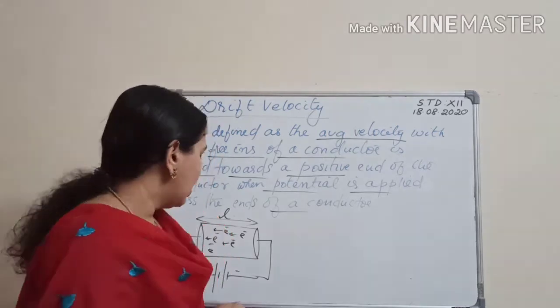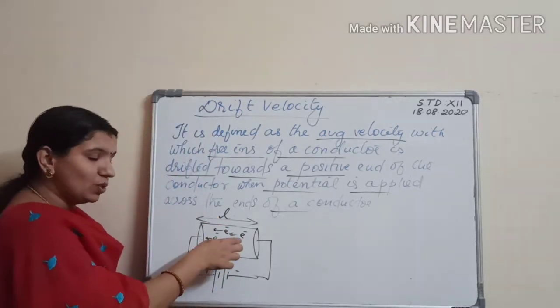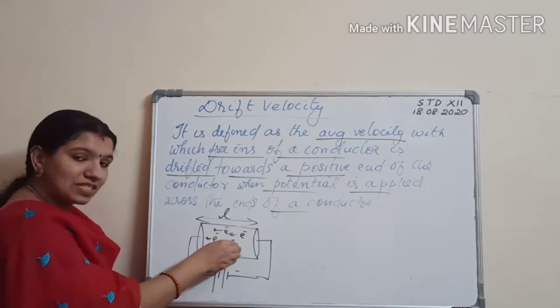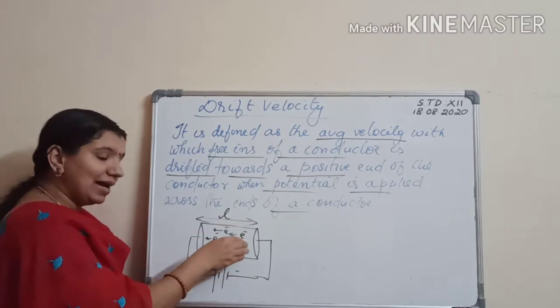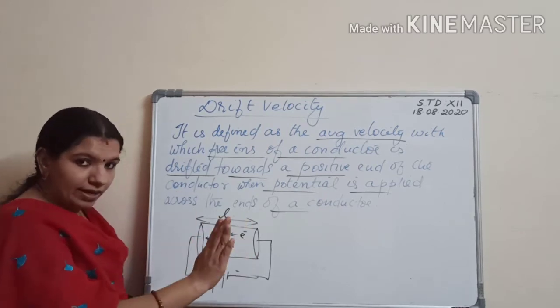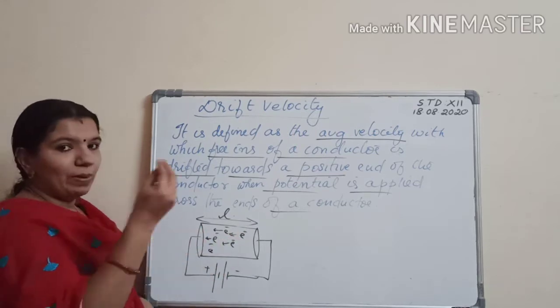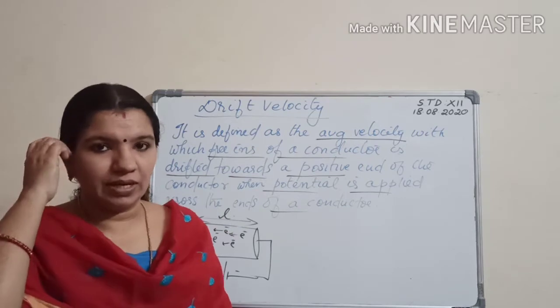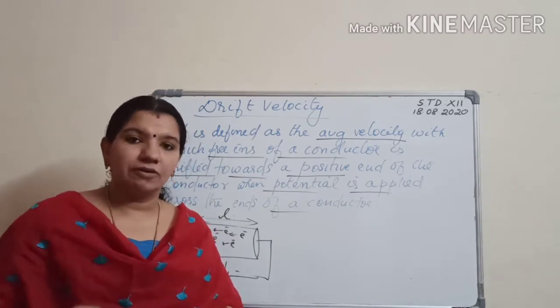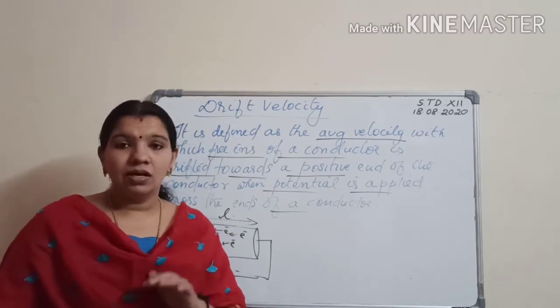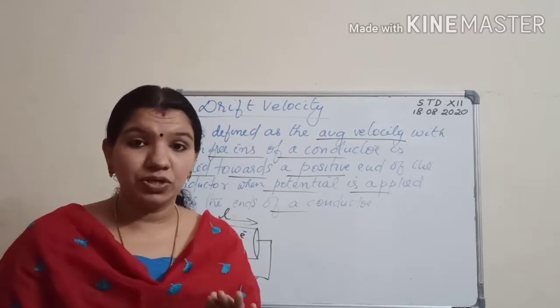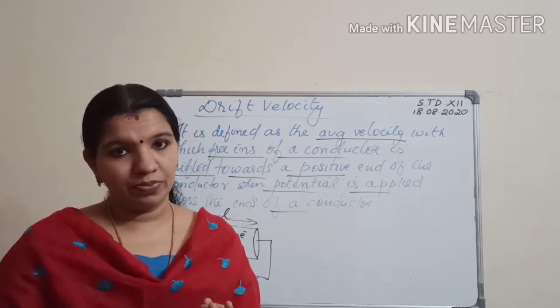Because of this field, it induces a field inside, force is experienced by the electrons, they align themselves in a particular order and move towards the positive end. That movement is the drifting, and that is called the drift velocity. Now we are going to derive an expression for the drift velocity.